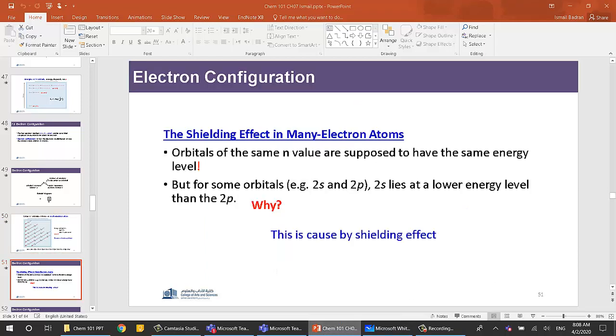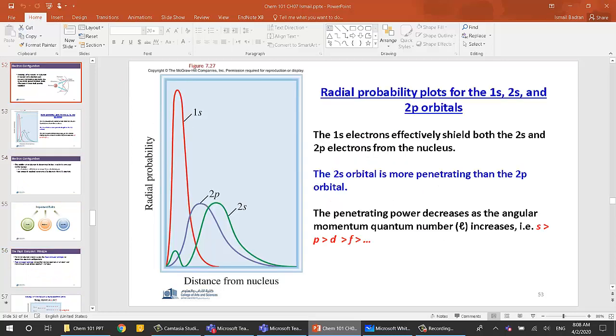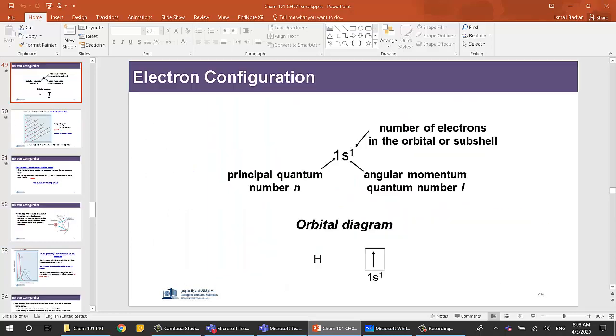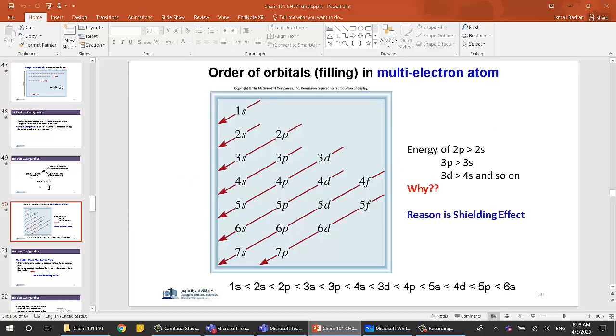Now, before we go into electronic configuration, we need to understand why actually that is the case. Before I said that in the hydrogen atom, the 1s goes first, and then 2s and 2p are degenerate. That means they have the same energy. But in atoms other than hydrogen, we just decided that we fill the 2s first and then the 2p. That means the 2p has higher energy than the 2s. Okay, and why is that? This is the question that we need to answer.